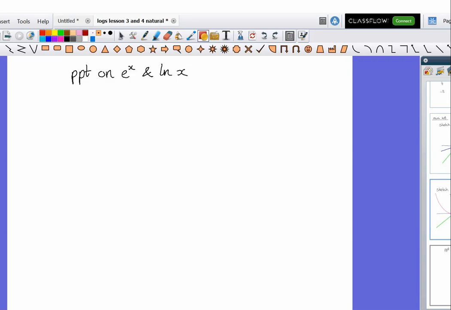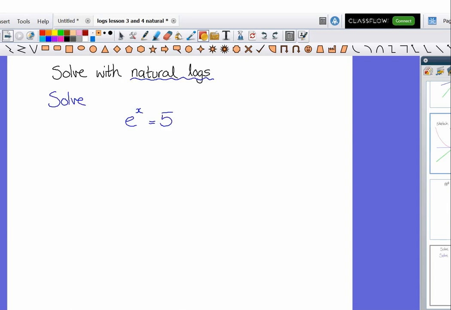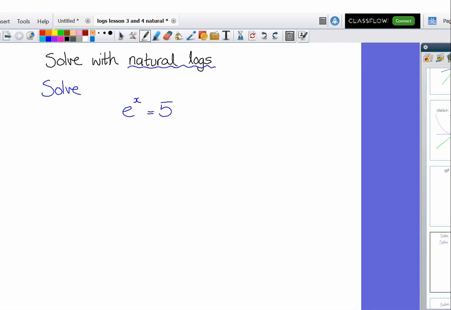Right, let's go back here then. Let's have a look at some questions now. So if we were asked to solve this, so anything with a power, we're thinking logs, right? But we have a base value of e. So you see that base value, you're going to have to write a natural log. Now, what actually happens here, well, we've got the power law, so we can bring this x down in front.